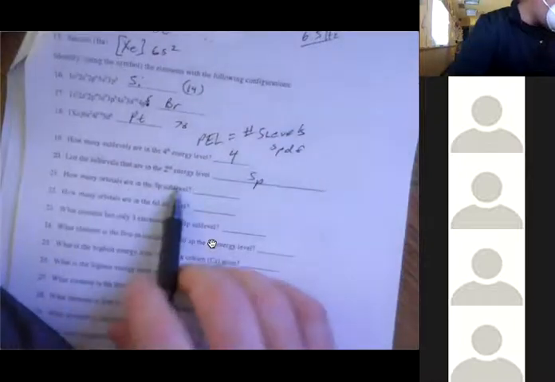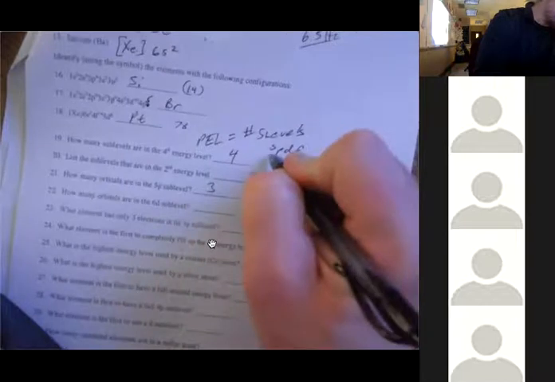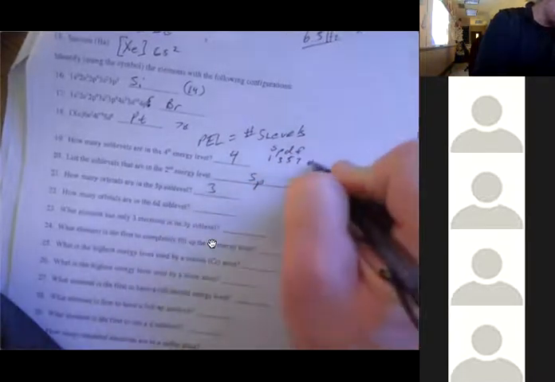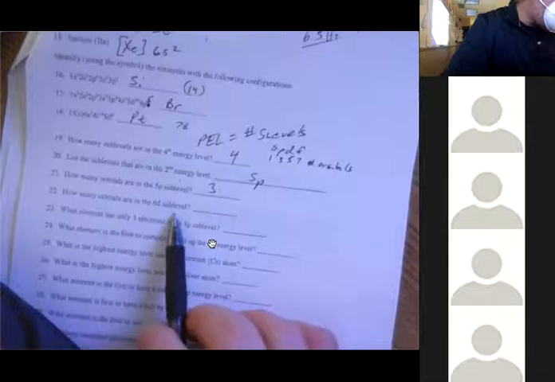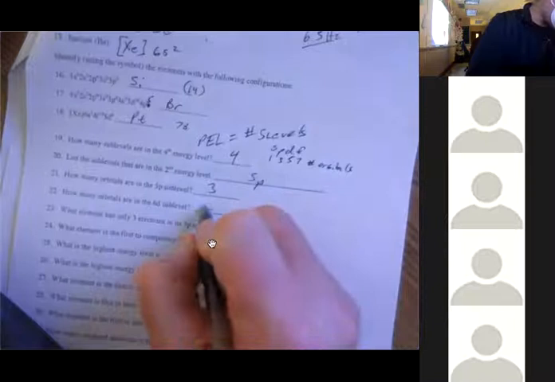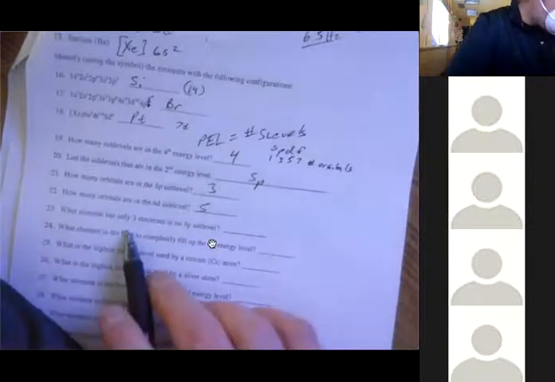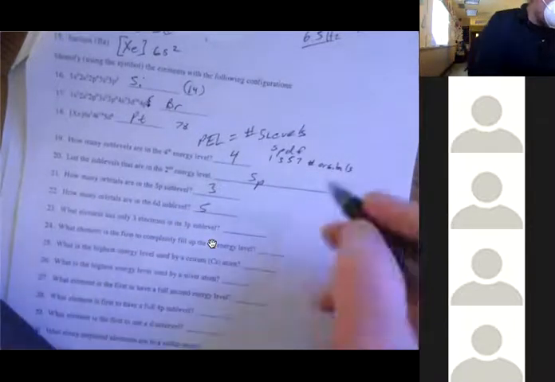How many orbitals are in 5p? Well, p has 3 orbitals. We have 1 orbital, 3 orbitals, 5 orbitals, 7 orbitals. Right? So how many orbitals are in the 6d sublevel? Well, 6d has 5 orbitals.